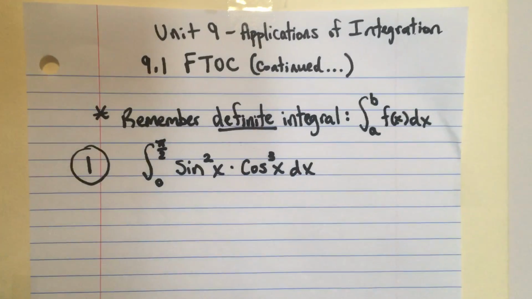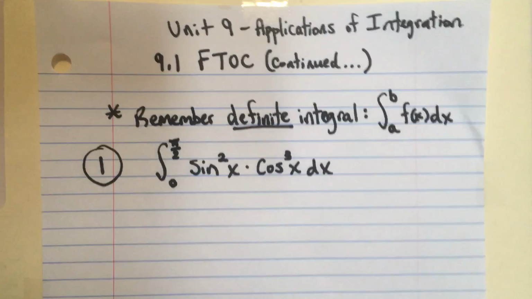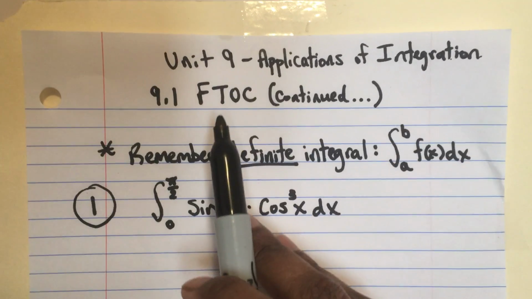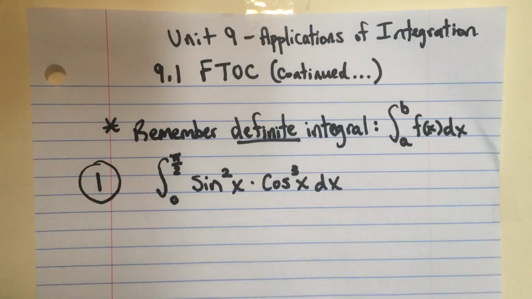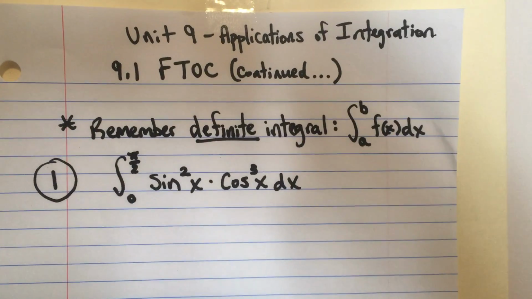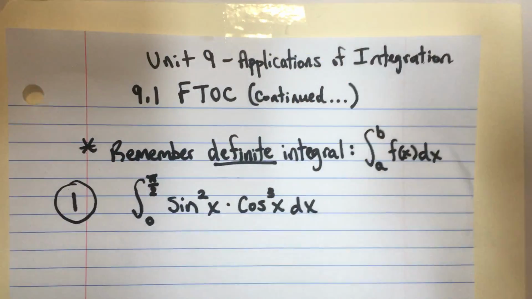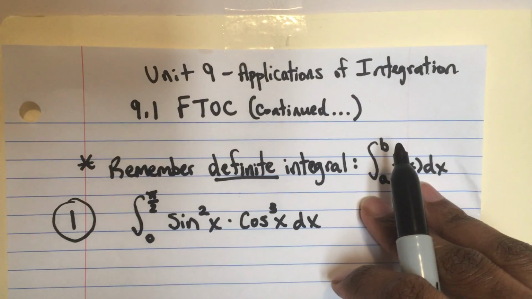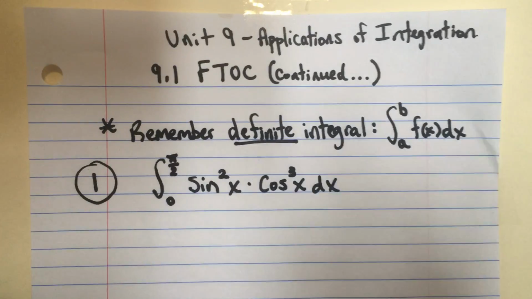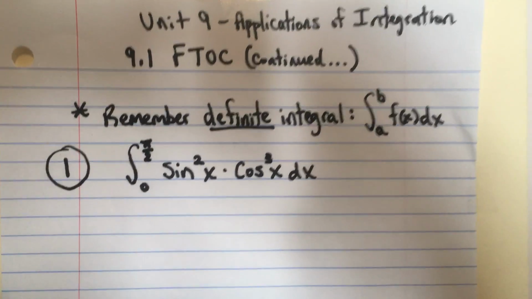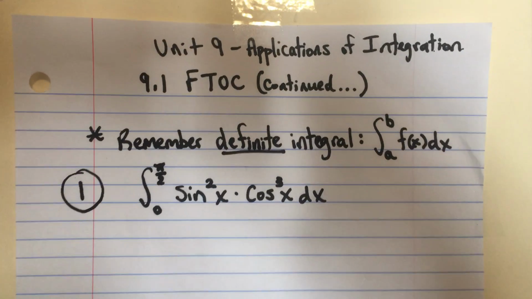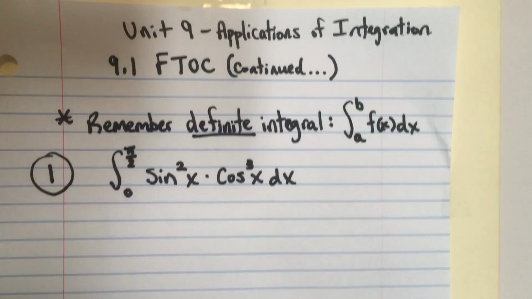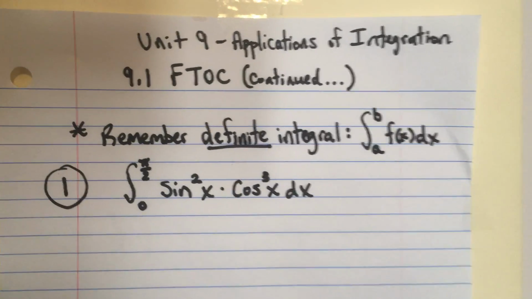Hi everyone. So to start off with this new unit, we are going to be revisiting the fundamental theorem of calculus. Remember that we are looking at definite integrals, so we have a lower limit a and an upper limit b. For this section, we're just going to be evaluating integrals using all the methods that we have learned this past unit. So u-sub, by parts, and trig identities.